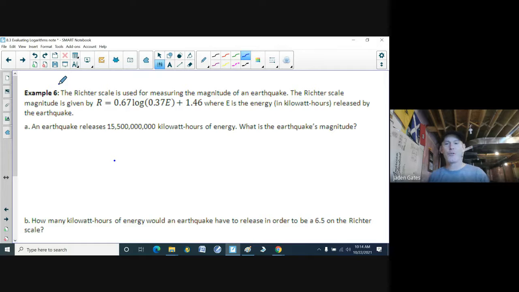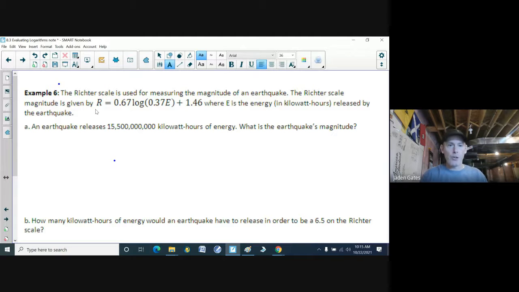The Richter scale is used for measuring the magnitude of an earthquake. The Richter scale magnitude is given by the following formula: R is equal to 0.67 log of 0.37 times E plus 1.46, where E is the energy in kilowatt hours released by the earthquake. So an earthquake releases all that energy. We want to know what the earthquake's magnitude is.